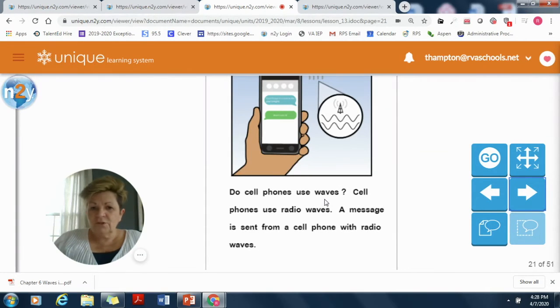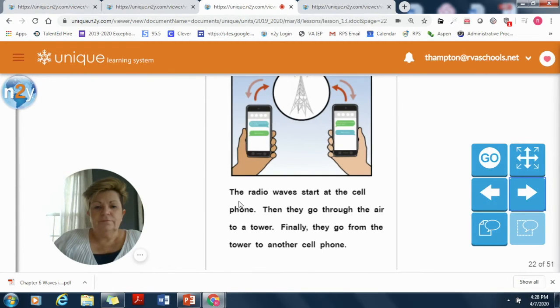Do cell phones use waves? Cell phones use radio waves. A message is sent from a cell phone with a radio wave. Now that's a special kind of wave. We haven't necessarily heard radio wave, but that is right there with the sound wave. The radio waves start at the cell phone. Then they go through the air to a tower. Finally, they go from the tower to another cell phone.